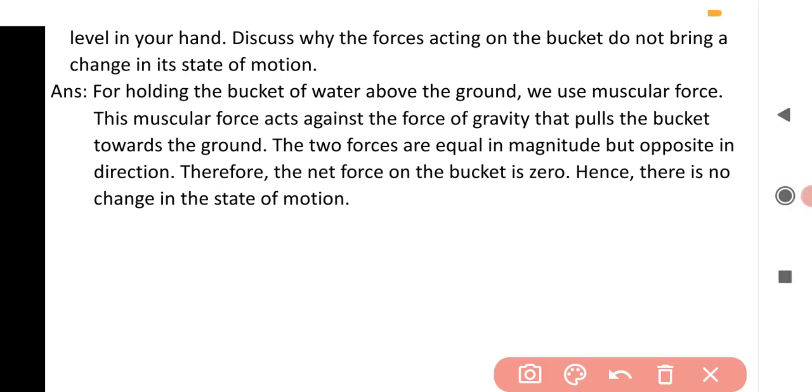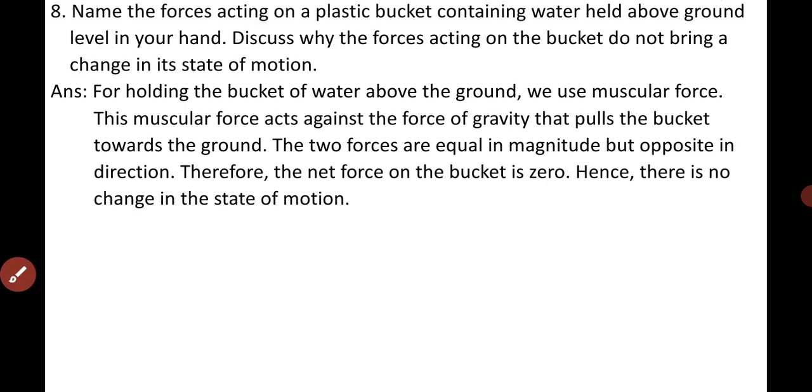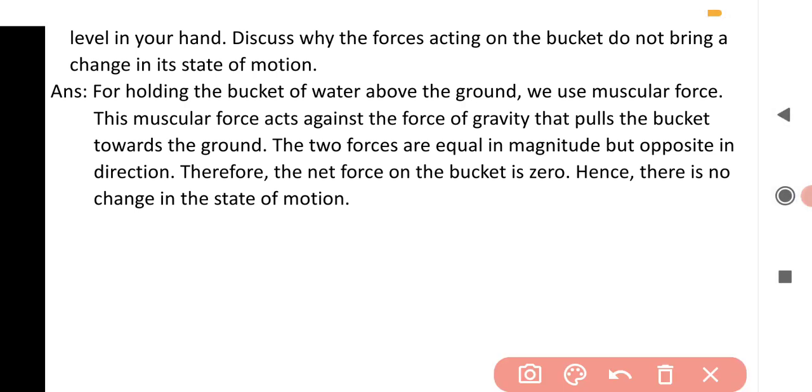Gravitational force is exerting everywhere on this earth. Gravity is there on the earth. So gravitational force is acting where? It is acting downwards, and it is acting on all the objects present on the earth, including us also. So for holding the bucket of water above the ground, we use muscular force, and this muscular force acts against the force of gravity. Muscular force is acting where? It is acting against the force of gravity.